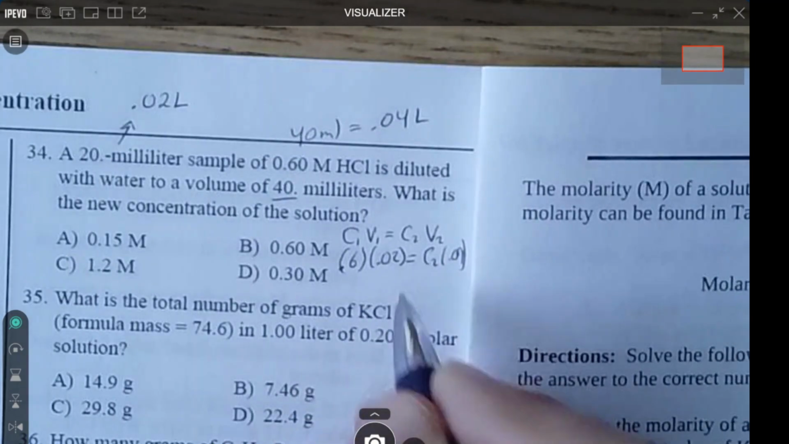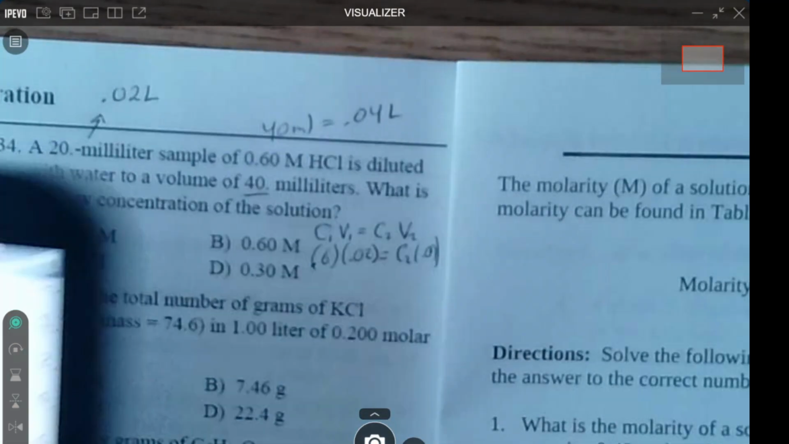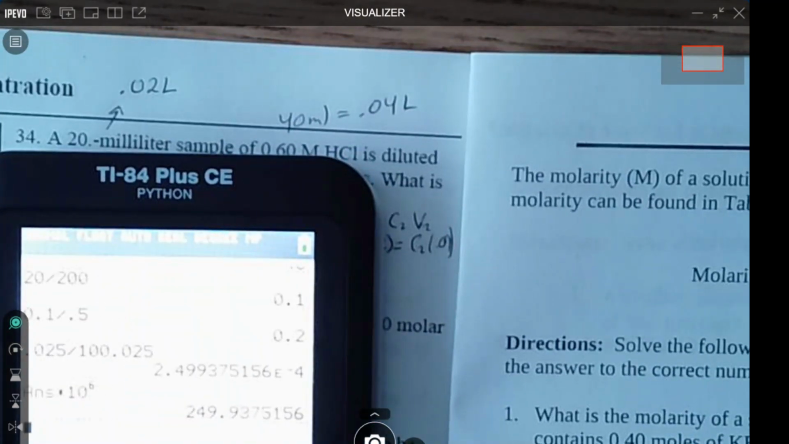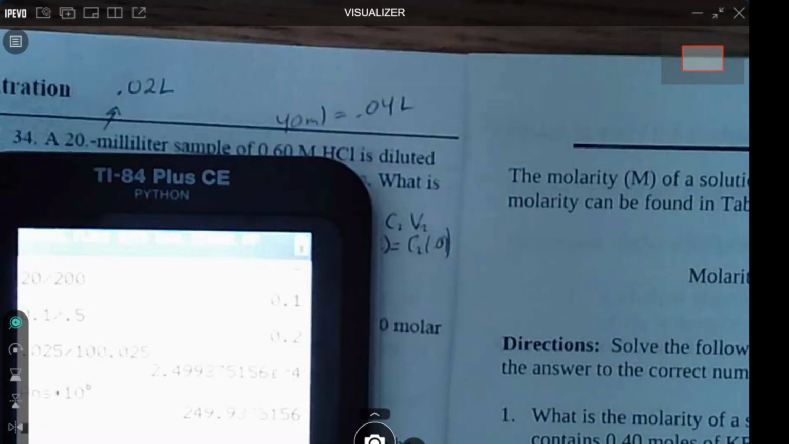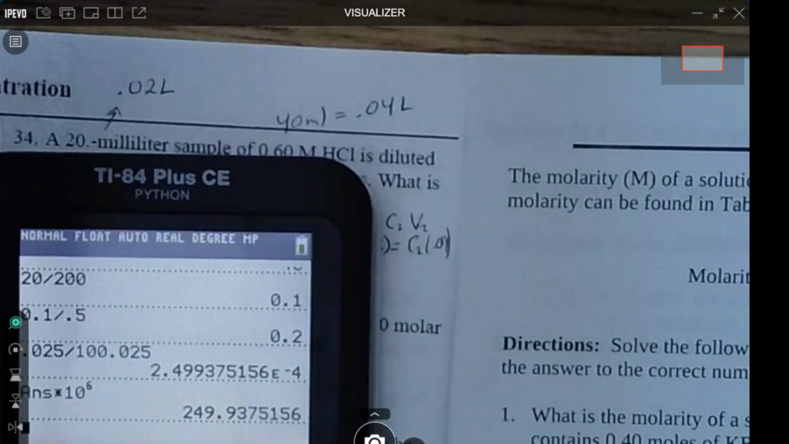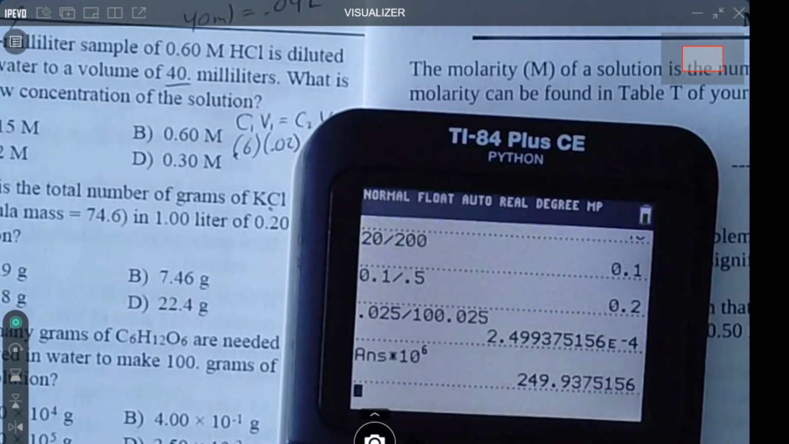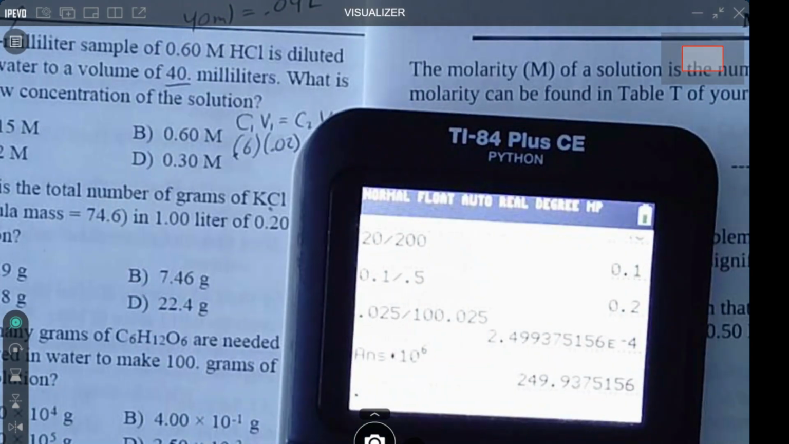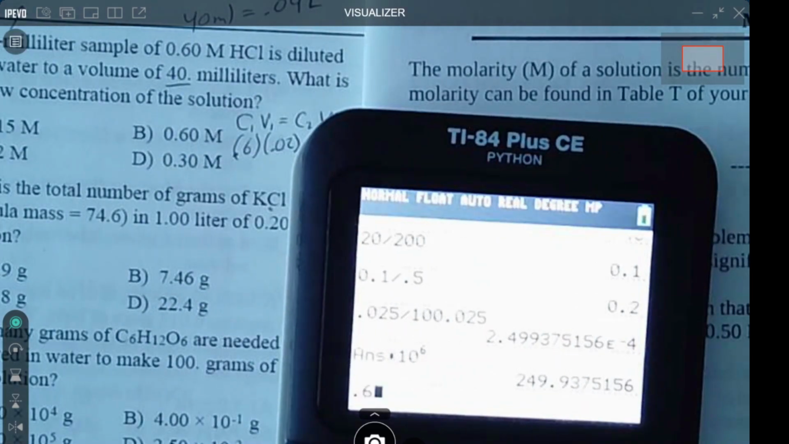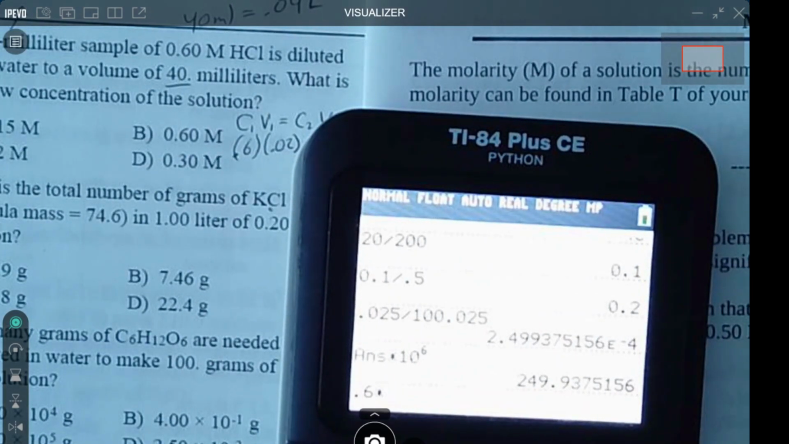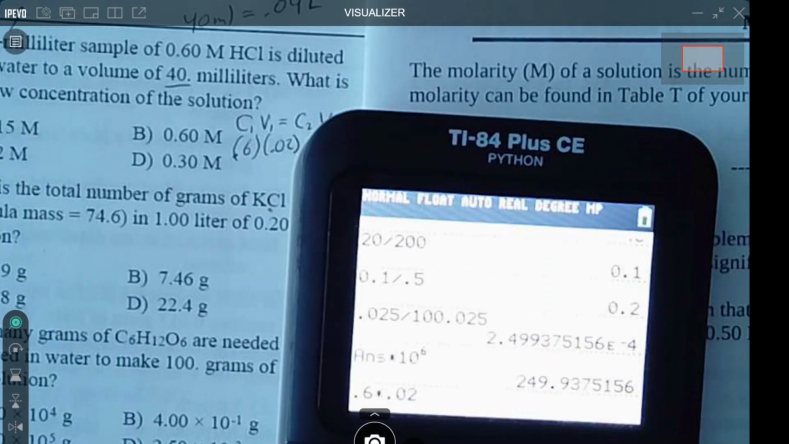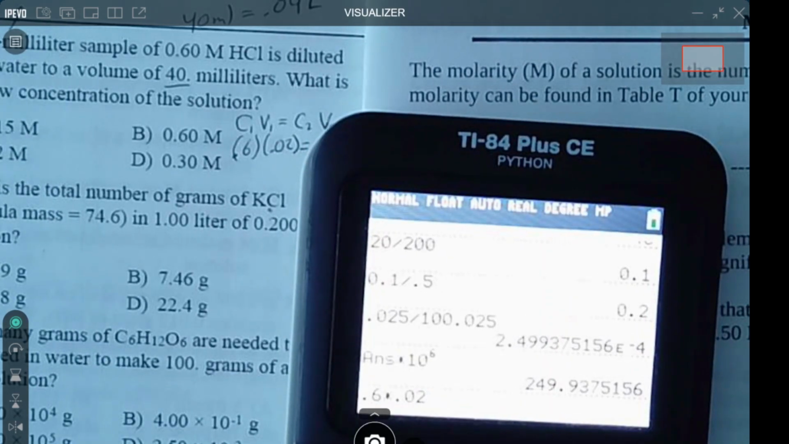Sorry, I'm running out of room there. So hopefully to clarify, I don't know if this can clear up the screen at all. Oh, that's much better. Yeah, I'm trying to get everything in there. I don't know if that's going to work or not. 6 times 0.02 divided by 0.04.